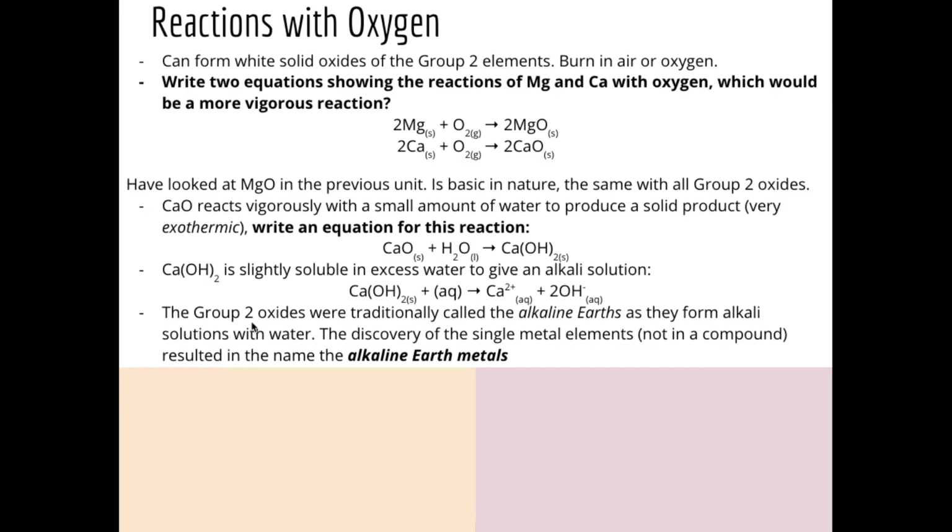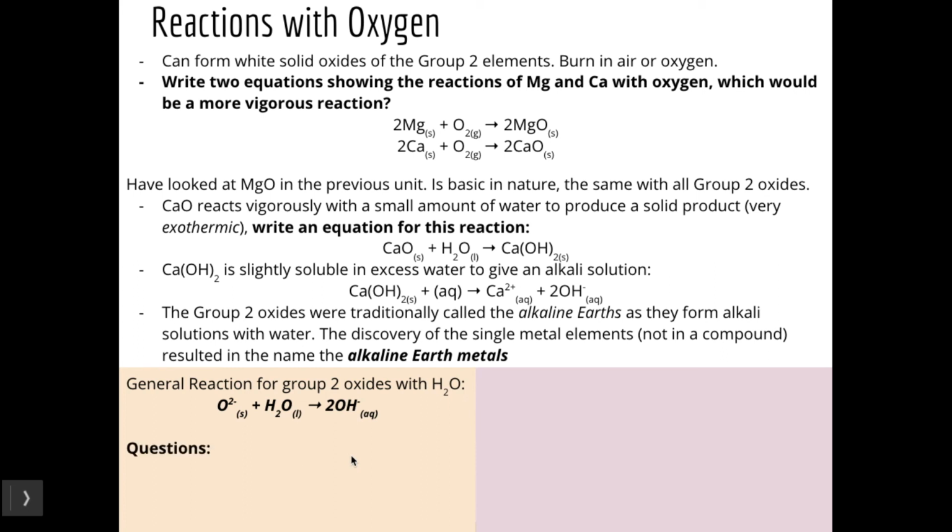So just to go back to the namings here, the group 2 elements are traditionally called the alkaline earth metals. As we can see here, they form alkali solutions when they are in water. And the earth metals came from the discovery of these oxides. And then when they managed to get just the single metal elements, the name alkaline earth metals just stuck. So we can summarize this as a general reaction for our group 2 oxides with water: the oxide reacts with water to form the hydroxide and thus an alkali solution.